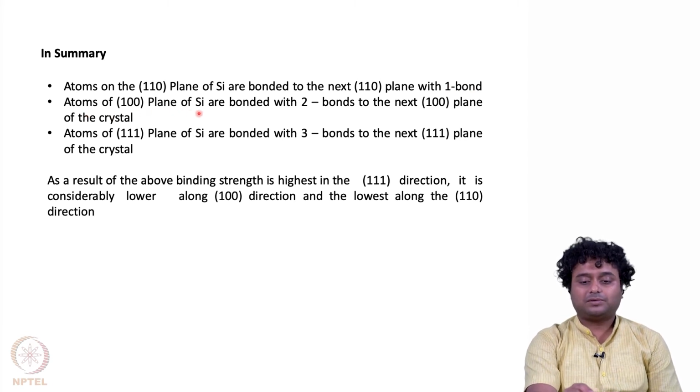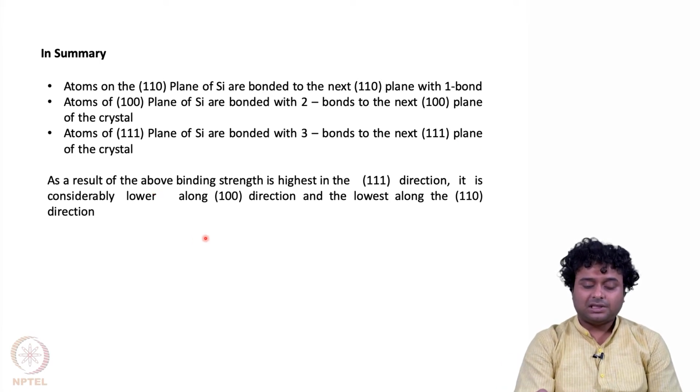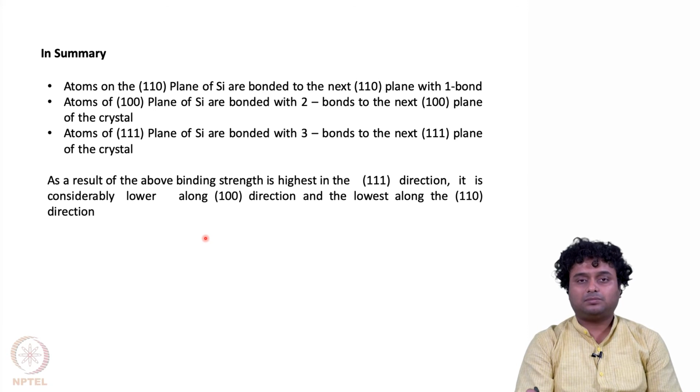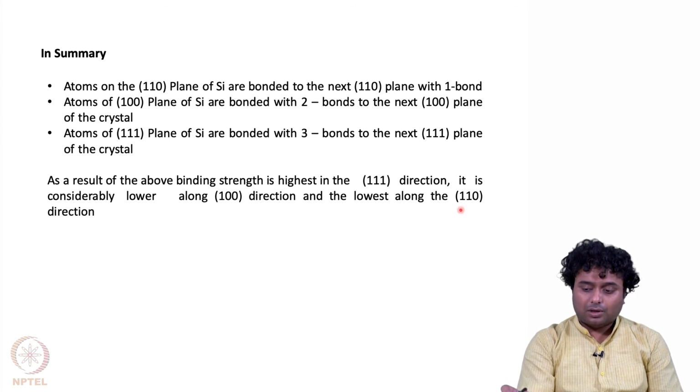Atoms of the 100 plane of silicon are bonded with two bonds to the next 100 plane of the crystal, and atoms of the 111 plane of silicon are bonded with 3 bonds to the next 111 plane. As a result, the binding state in the 111 direction is the highest, whereas it is considerably lower for 100 and the lowest in the case of the 110 direction. And because of that, the etching rate or the damage of the wafer along the 110 direction is the highest, whereas in the 111 direction it is the lowest.